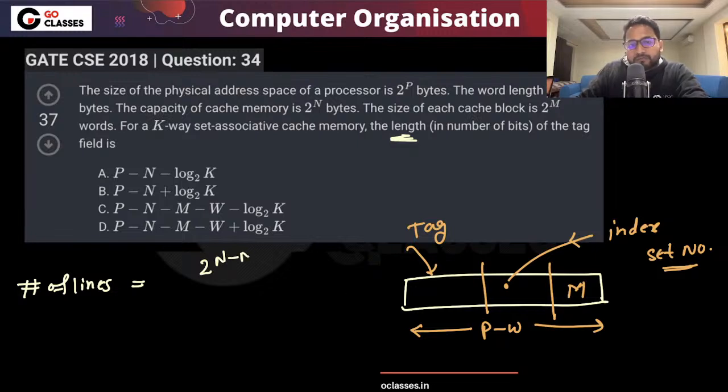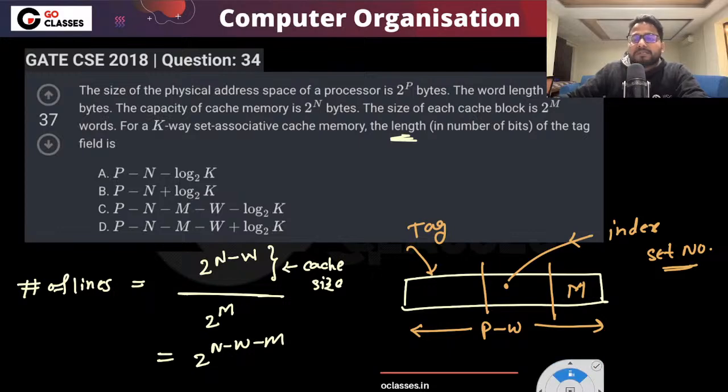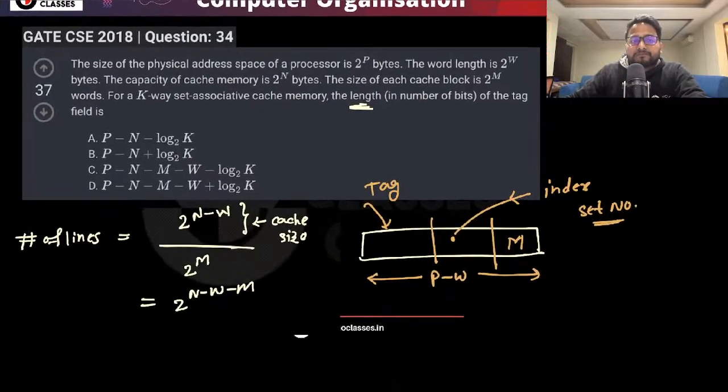So this will be your cache size divided by line size. What is your line size? Cache block is 2 power m words, right? 2 power m. So your number of lines will be 2 power n minus w minus m. Is this okay? n minus w minus m. Now your number of sets will be how much? Okay. Given this, can you tell me number of sets?